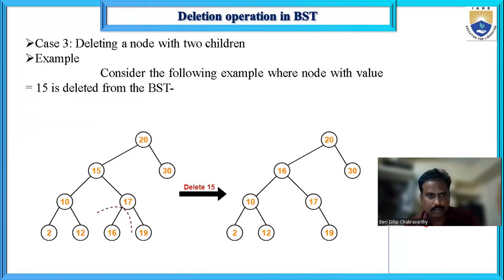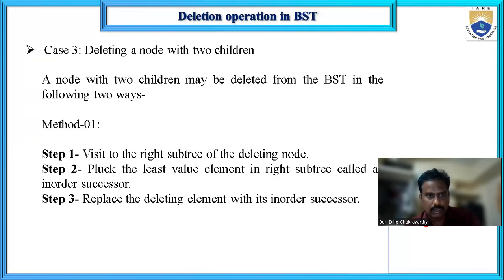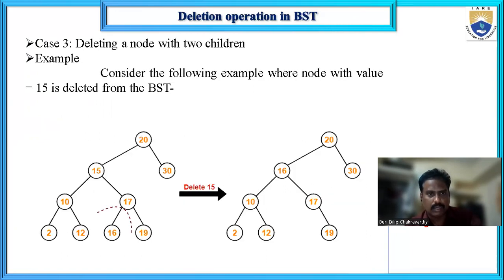In the second method, I can replace it with the greatest value, the largest value in the left subtree. Okay, so I can implement that procedure also as the second method. So we'll see an example for this.